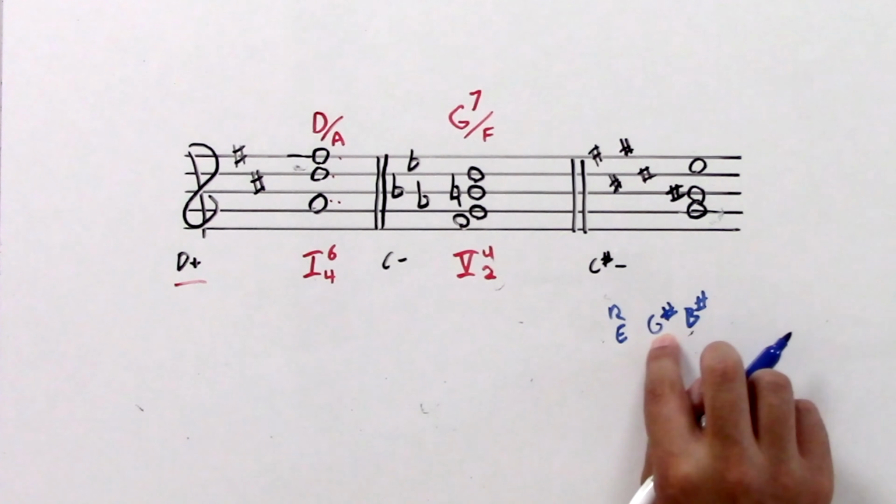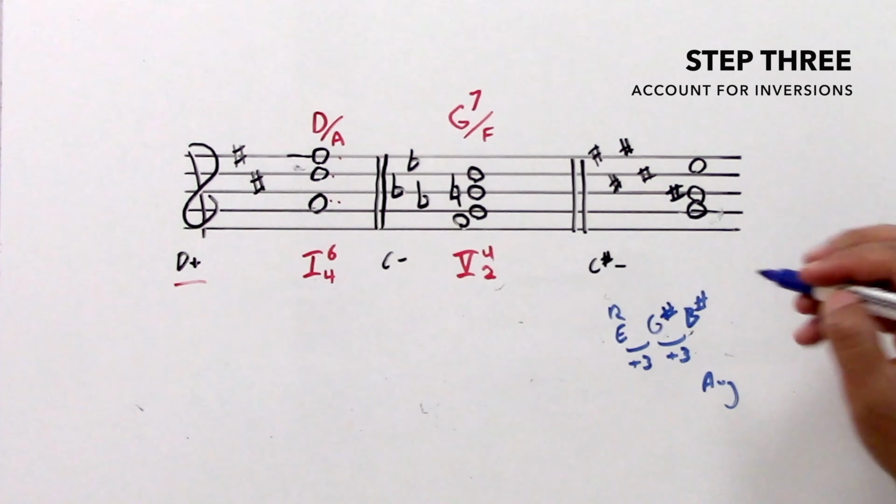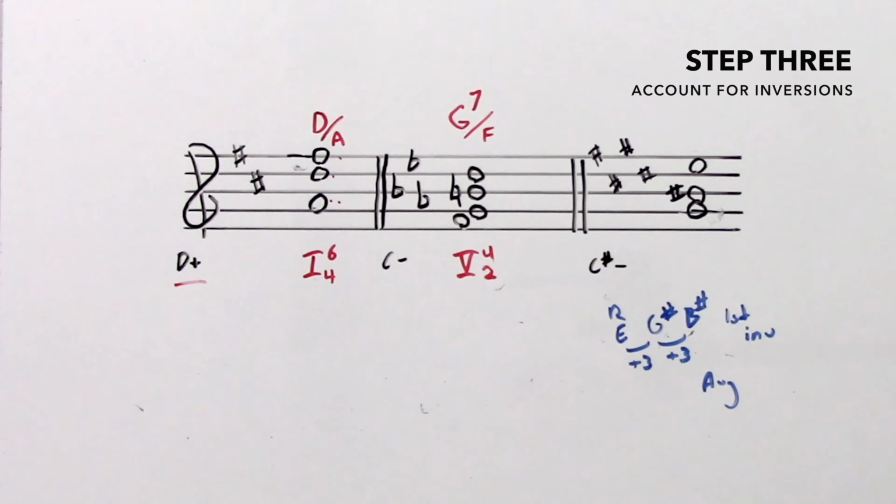Now, what's the quality? Is it major, minor, augmented, or diminished? Let's see. E to G is a major third, and G sharp to B sharp is a major third. So this must be an augmented triad. And it's not in root position in the original question. G is in the bass, so that's first inversion. Okay, so here's all our information.